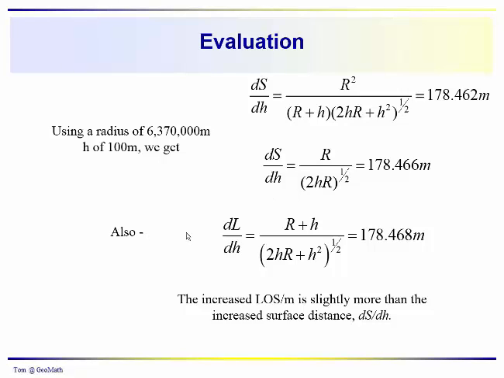And also, just as part of the comparison, let's think back to the change in the line of sight with respect to h. Remember, we got (r plus h) over (2hr plus h squared) to the 1/2 power. This is equal to 178.468. So the increased line of sight is slightly more than the increased surface distance ds/dh. So this is basically the answer to our question: how much does the distance out along the surface change with an increase in height of 1 meter when we're standing at 100 meters above the surrounding area?